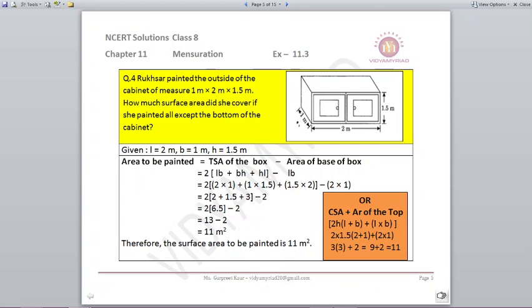So any method you find convenient, whatever way you find it easier, you can use it. Just take care how many sides they are taking, what is excluded. So according to that, you need to do your question.